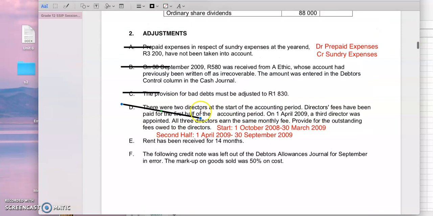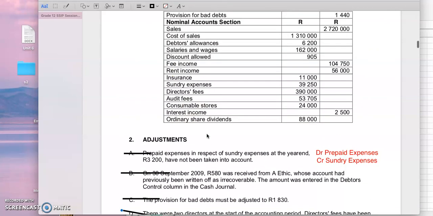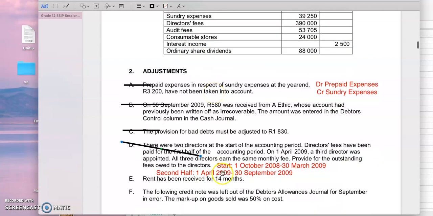So rent has been received for 14 months. Straight away, you know that there are only 12 months in a year. That means we received an extra 2 months. That is income received in advance. Now, income received in advance is a balance sheet account, so we're not going to do anything with that.